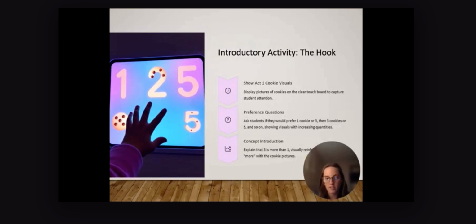The goal of this is to show the correspondence that 1 is less than 3 and 3 is less than 5 and so on. The concept introduction from that again would be that 3 is more than 1 and 5 is more than 3 and so on, just introducing that topic.